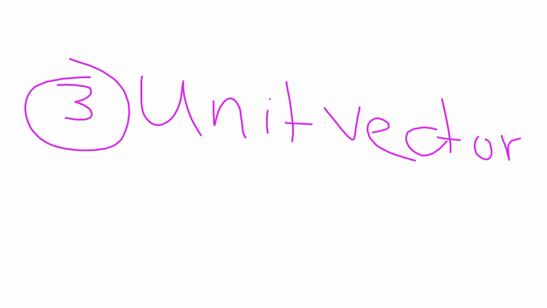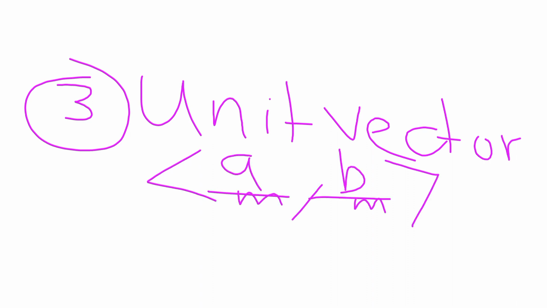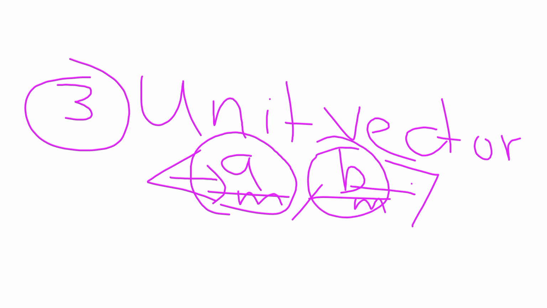The third rule I need to memorize in vectors is the unit vector. The unit vector is less than a over m, b over m greater than.